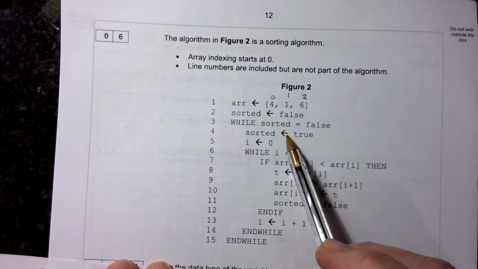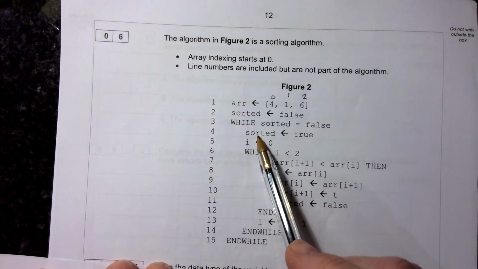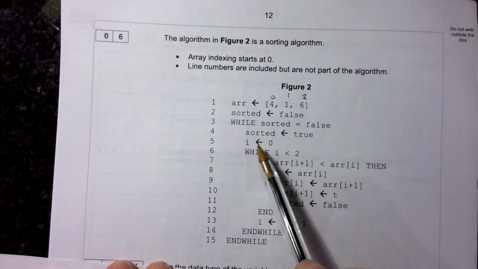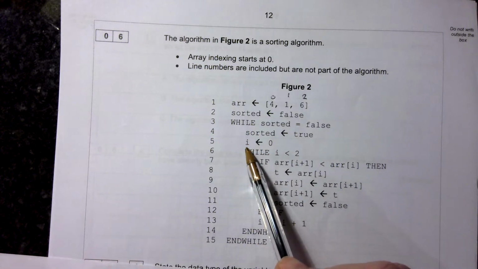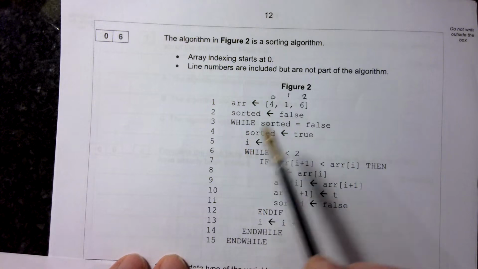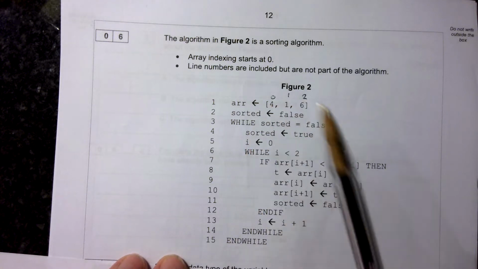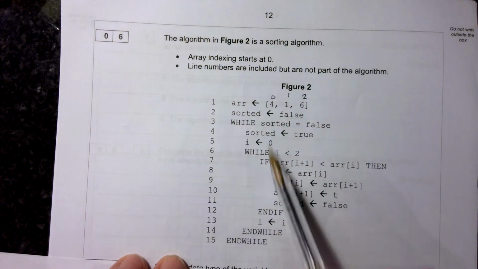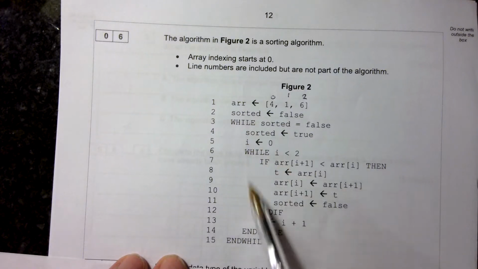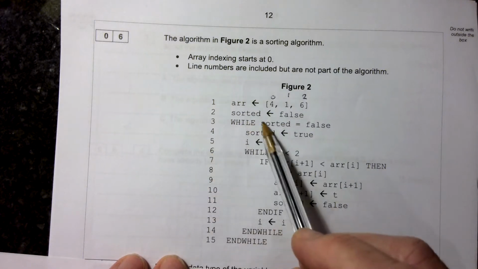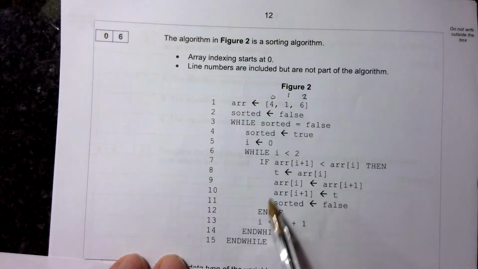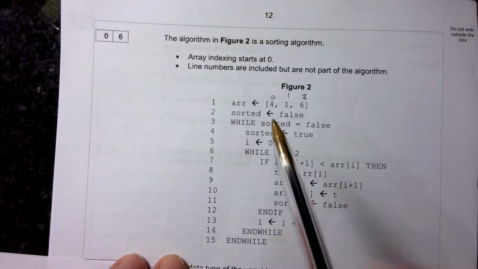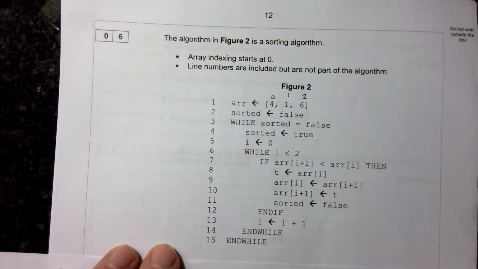First of all, we're going to set sorted to be true. Only if we do any swapping around are we going to say it's not true, and then we'll set it back to false. I, which is going to be our index for the array, is set to 0, so we're going to start at the beginning. Now we've got another while loop working inside this while loop. This one will repeat and repeat, and when it gets to the end of that, it'll go back to here, and so on until this one is finished, in other words, until we've sorted it.